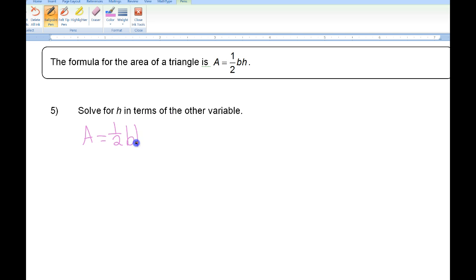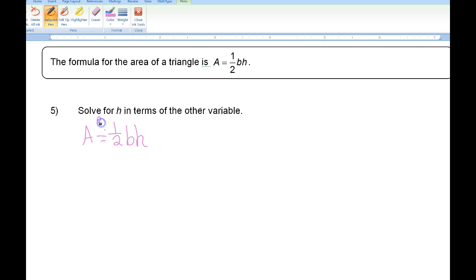Now, we are trying to solve for H. This is a little bit more complicated because we have a fraction in front. How do we get rid of the fraction? What do you think? Multiply the reciprocal? So 2 over 1 times A over 1. Perfect. We're going to multiply both sides by 2 over 1. Go ahead and do that first.